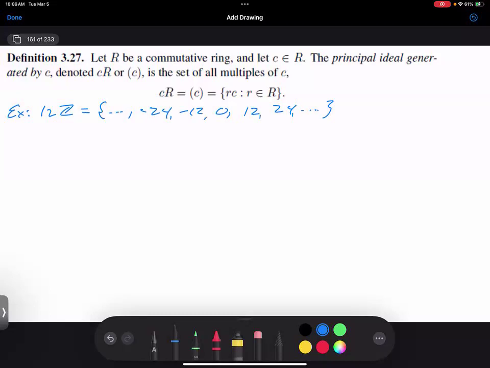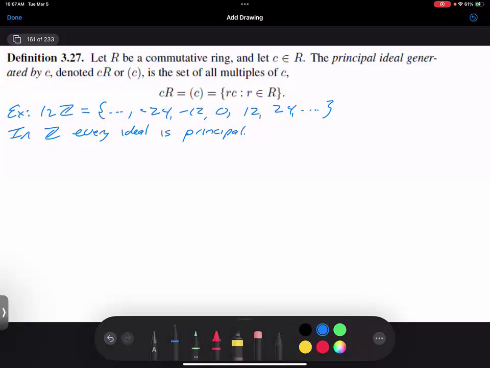And so what we just noticed is in Z, every ideal was principal. In Z, every ideal is principal. That may not be true in other rings. It's really nice if a ring is principal. There's some generator.